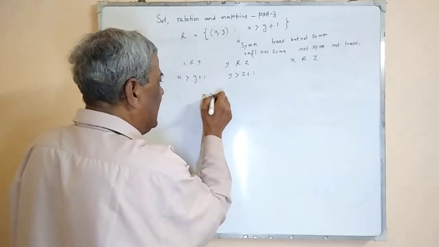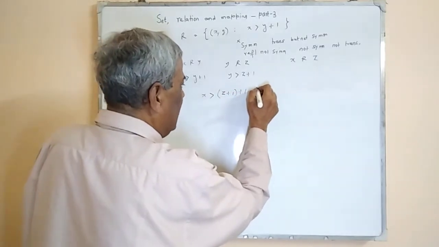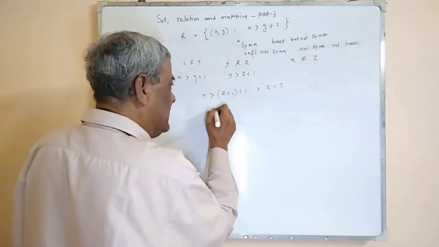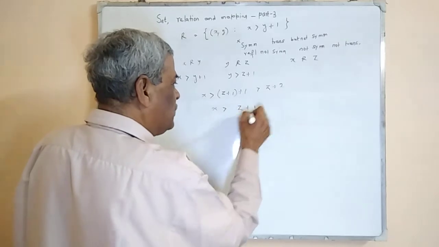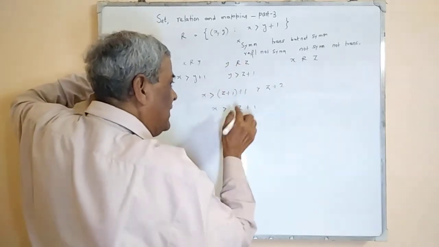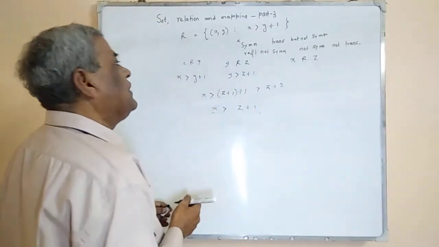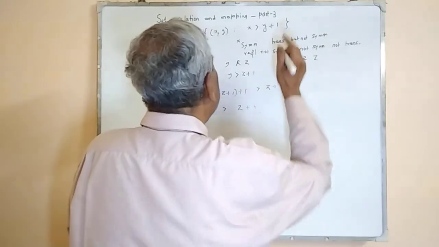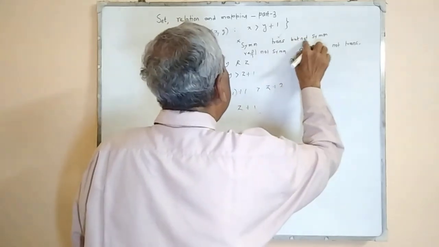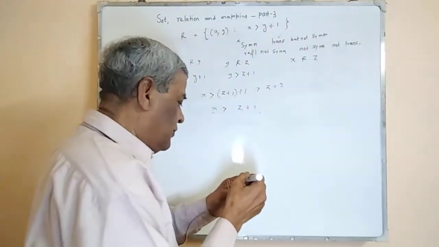Therefore, x is greater than y plus 1, that is, z plus 1 plus 1, that is greater than z plus 2. So x is greater than z plus 2, that is, x is obviously greater than z plus 1. So if x relates to y and y relates to z, then clearly x relates with z. So it is transitive. And already we have seen that it is not symmetric. So this is not symmetric but transitive. This option is correct.